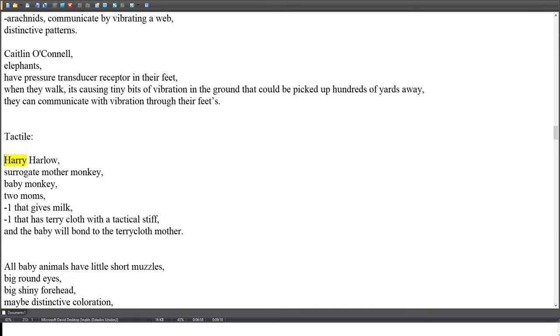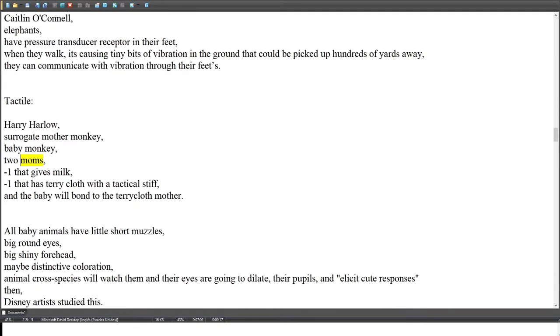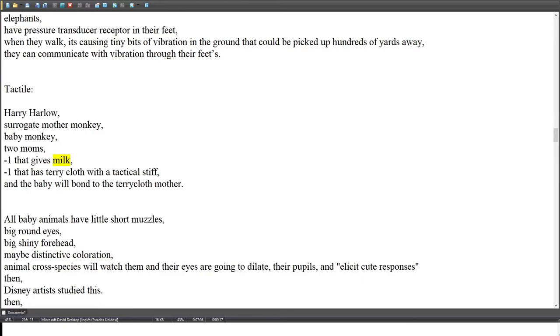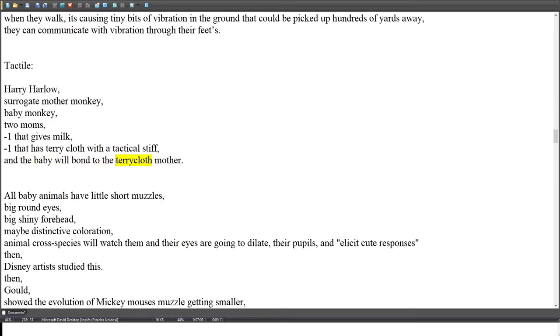Tactile. Harry Harlow. Surrogate mother monkey. Baby monkey. Two moms. One that gives milk. One that has terry cloth with a tactile stimulus. And the baby will bond to the terry cloth mother.